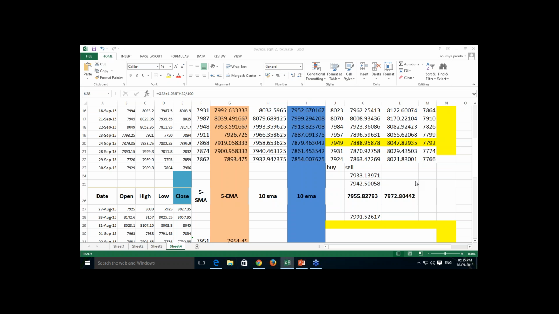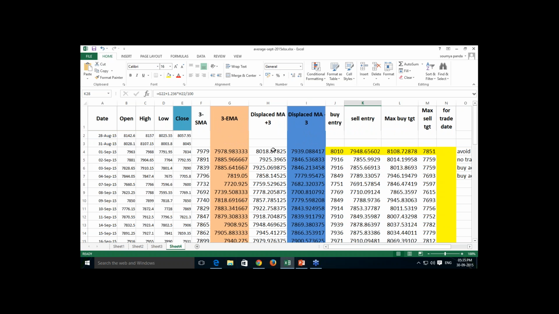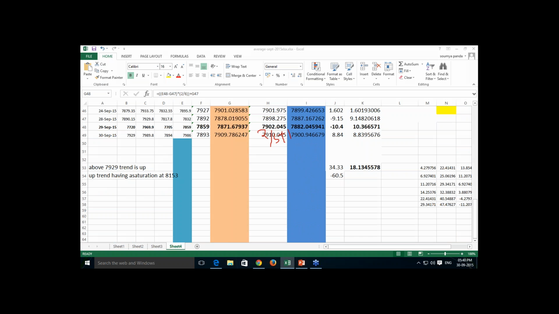So this is a very simple concept, wherein we are just taking the displaced moving average, utilizing the Fibonacci 0.382 retracement for identifying the trend. So for this data, above 7882 the trend is up and below 7872 the trend is down. This is already a trailing indicator. These prices have already happened, and this information I got.